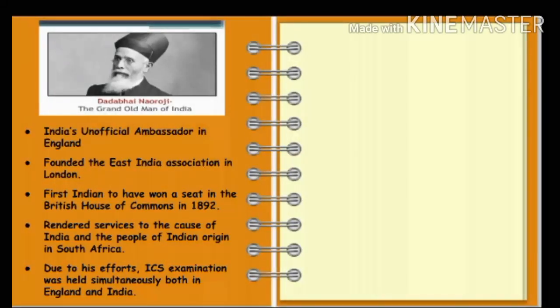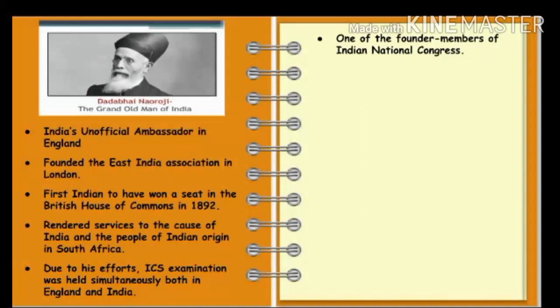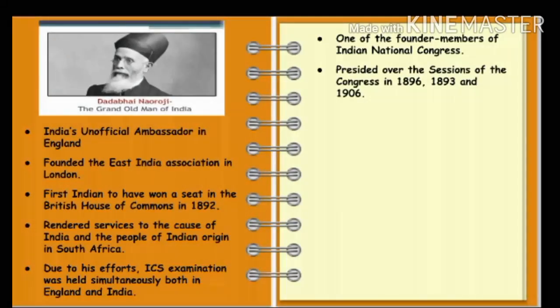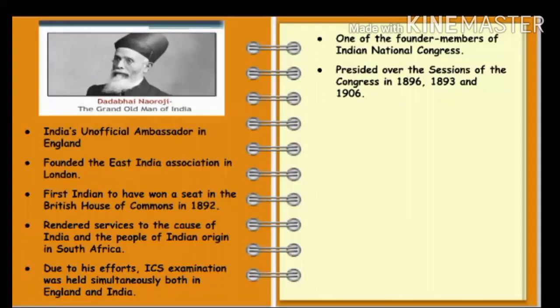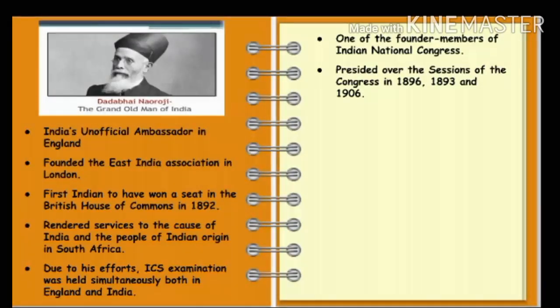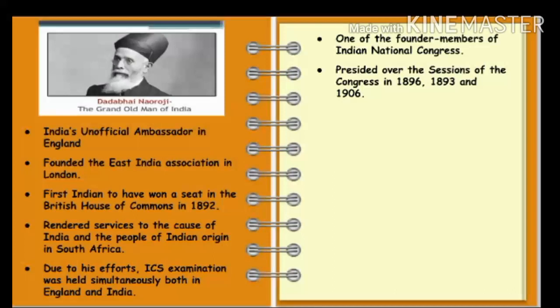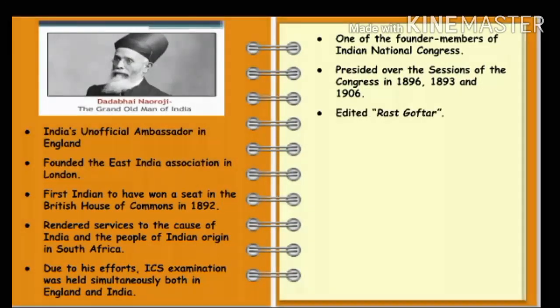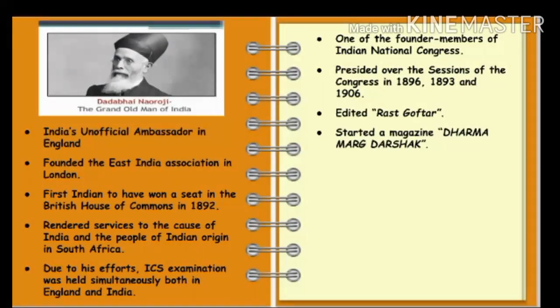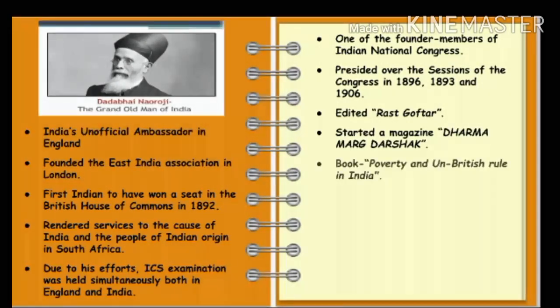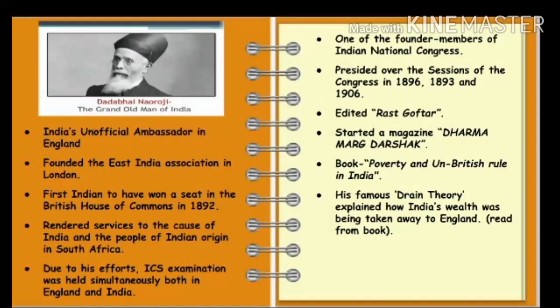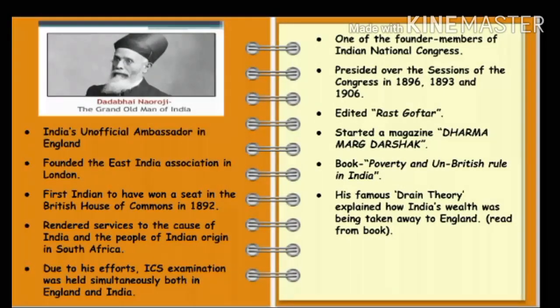He was a founder member of the Indian National Congress. He presided over the Congress sessions in 1886, 1893, 1906. He edited Rast Goftar and started a magazine called Dharm Marg Darshak. He wrote the book Poverty and Un-British Rule in India. He is famous for his drain theory, where he explained how India's wealth was being taken away to England.